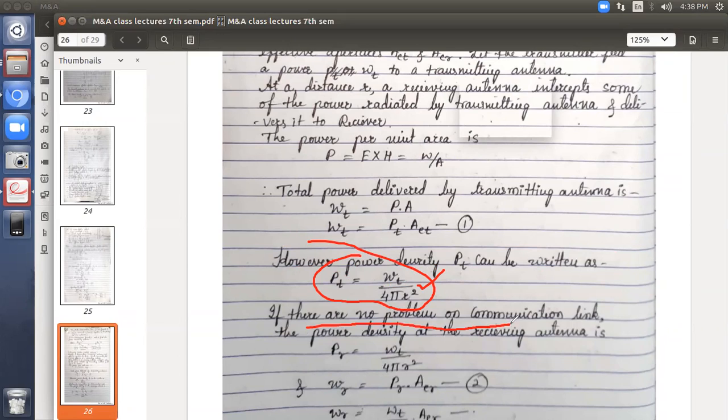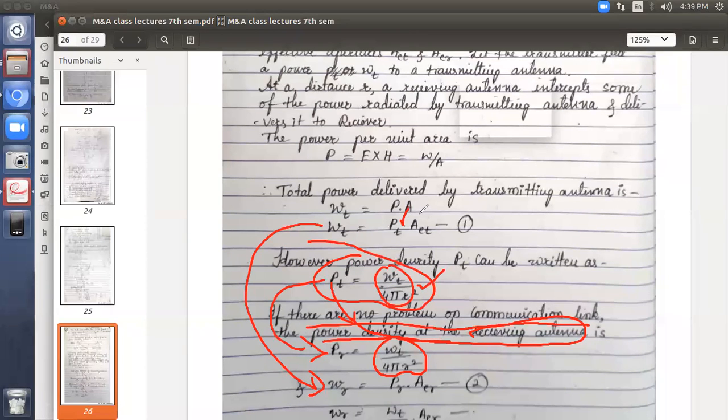So if there is no problem on the communication link, perfectly matched, then whatever PT is transmitted, the same amount will be received by the antenna. So PT will be equal to PR, no losses, and it will be the same, WT divided by 4 pi r square. Accordingly, we have this equation WT, which is equal to WR, just similar to PT into AET, PR into AER. Equation 1 and 2 are from the power density equations.